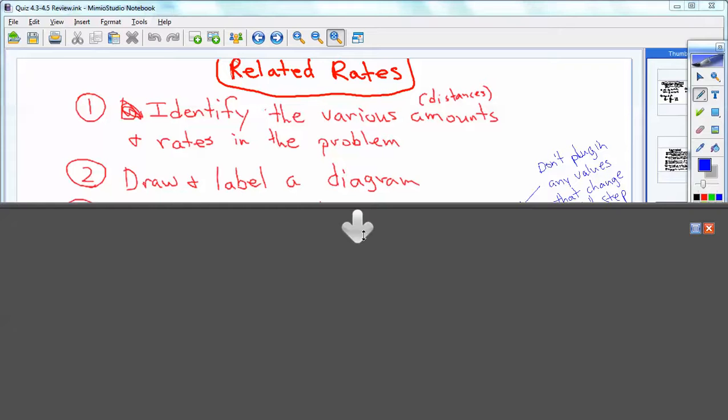Now maybe these two go in different order. Maybe you draw the diagram first and then you identify. I mean, these two kind of go together. These steps kind of go together. And I don't know that it's as big a deal to put steps in this as it is the optimization problems, but I think it can be helpful.